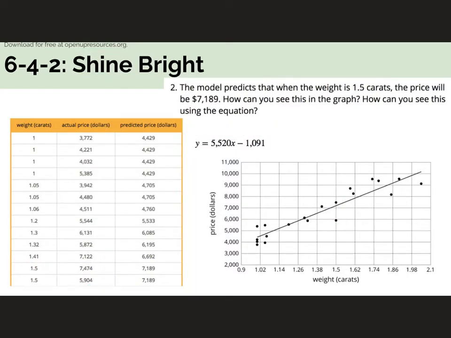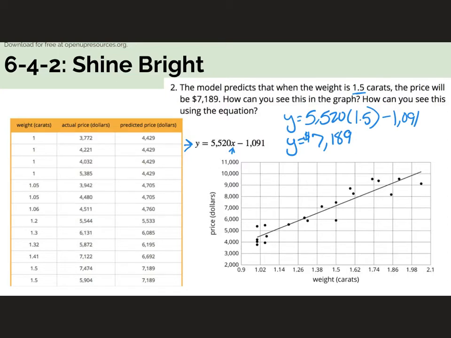Number 2 now is referring to the model and the predicted price. So if your diamond is 1.5 carats, if we plug 1.5 into our equation for x, I would have y equals this times 1.5 minus this. And if we use a calculator to evaluate that, we would end up with that price of $7,189. So that's using the model to make a prediction.